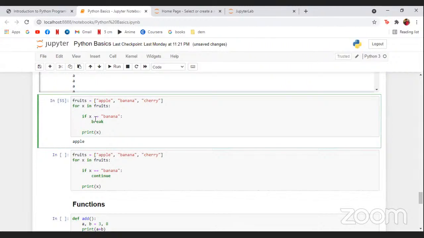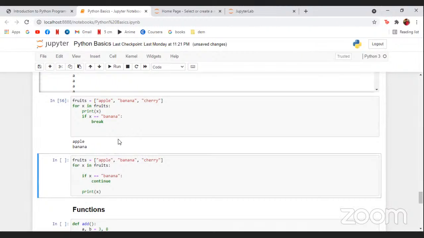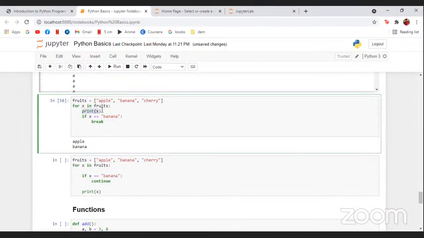I'm doing an if within a for, so this gets a double indentation because it's going under another, it's an indent of an indent, right? When it reaches banana, I'm breaking. So it doesn't print banana because I'm breaking before the print statement. If the print statement was above this, if it was here, then it would print banana and then break, right? Because first I'm encountering print and only then I'm breaking. So break is used in cases like this.